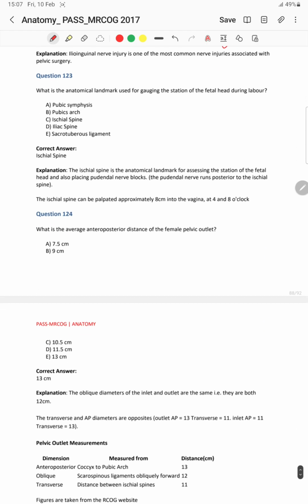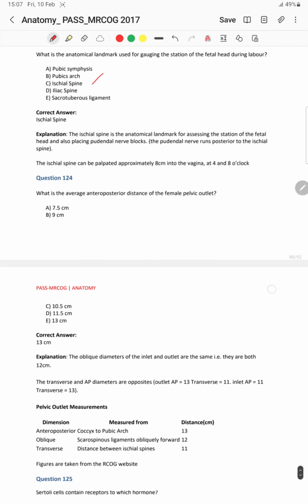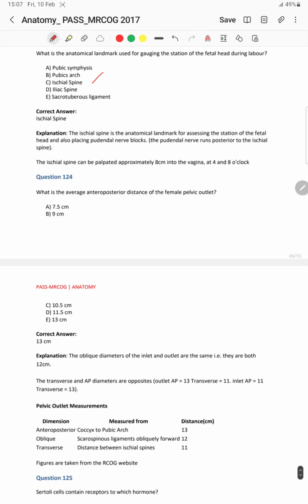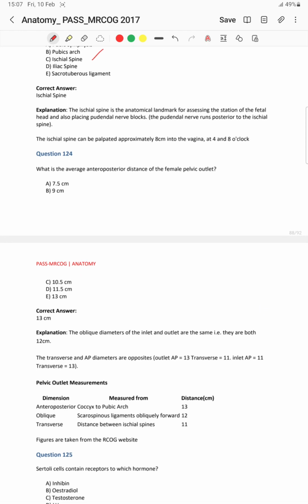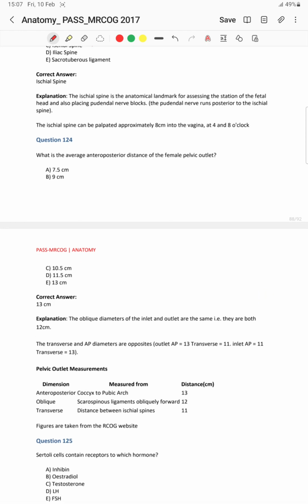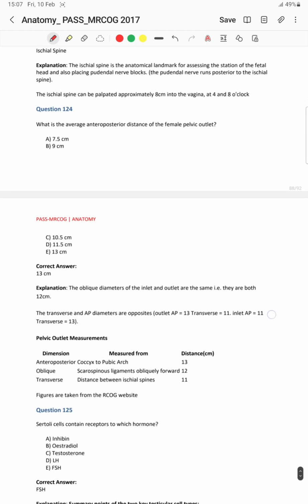Question 123. What is the anatomical landmark used for gauging the station of the fetal head during labor? It is the ischial spines. The ischial spines are the anatomical landmark for the assessment of the station of the fetal head, and also for placing the pudendal nerve block. The ischial spines can be palpated approximately 8 cm into the vagina at the 4 o'clock and 8 o'clock positions.